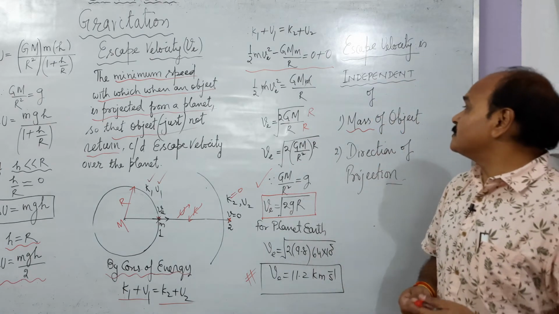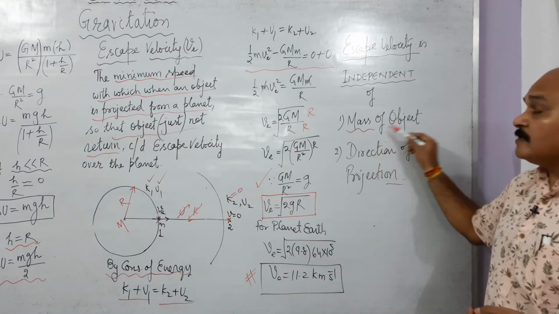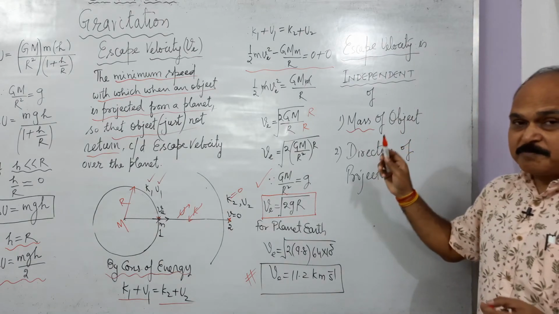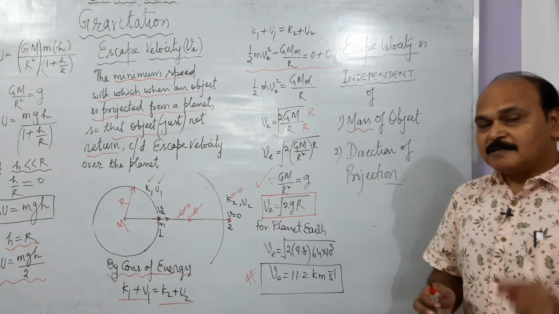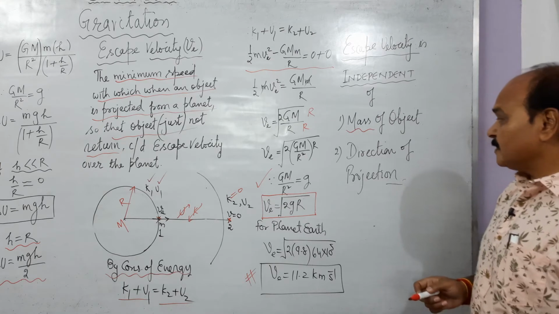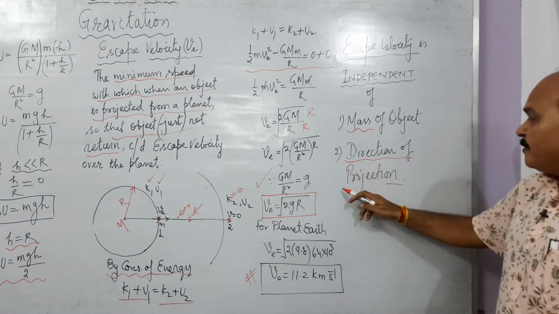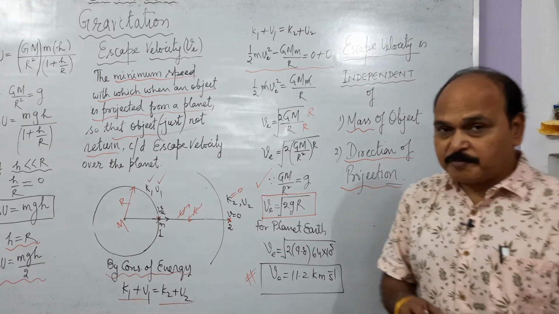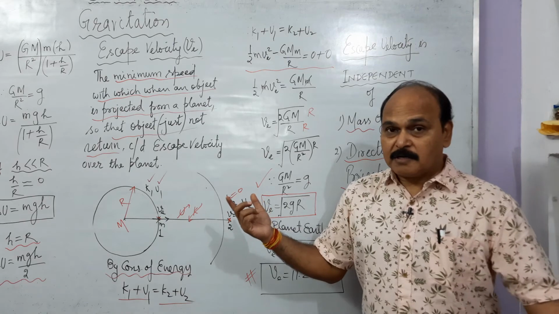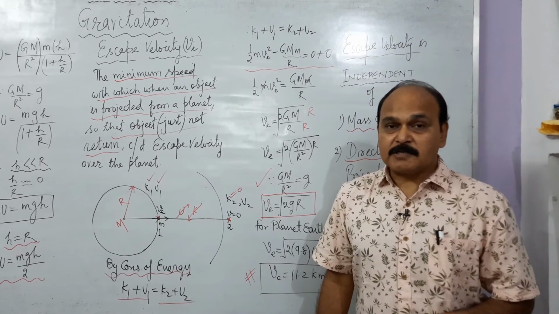So escape velocity over any planet does not depend upon the mass of the object. The object may be very heavy or very light; for both objects, the escape velocity is the same. And the second very important fact is that escape velocity is independent of the direction of projection. In any direction you project an object, its escape velocity would always be the same. It is constant for a planet.